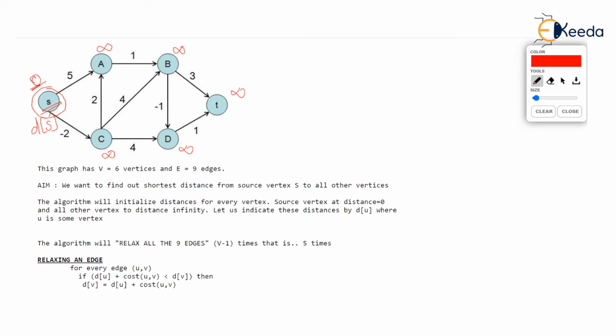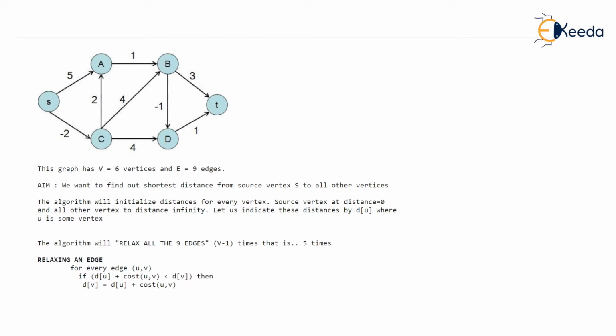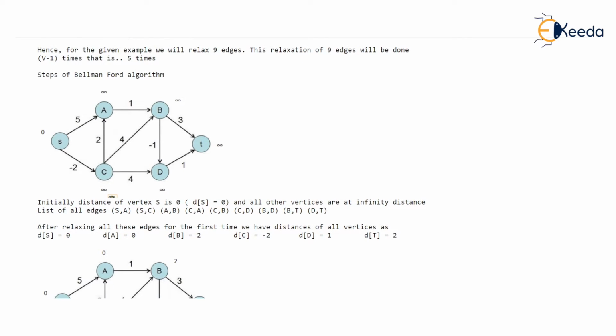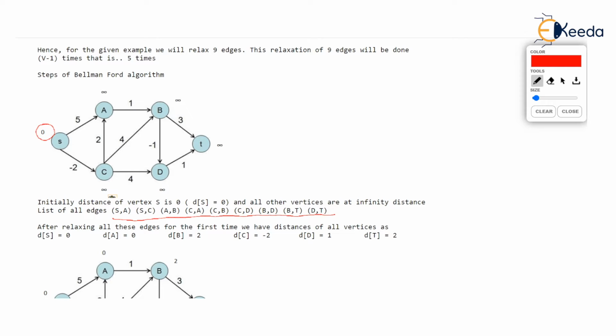That is what has been shown in the diagram below. Let's see the steps. Here we go. Distance of S, as you see, is 0, but all other distances, as you see, are infinity. And now we will list out all the edges in our graph. As you can see, there is an edge from S to A, isn't it? There is an edge from S to A, this edge. This way, I have written all the edges. And we are going to relax each and every edge.